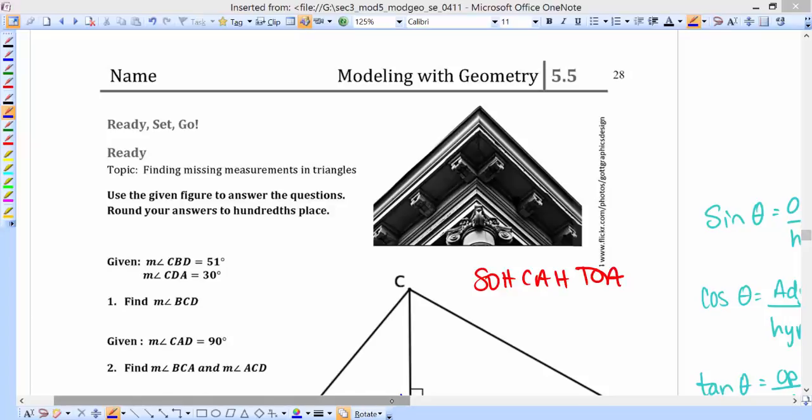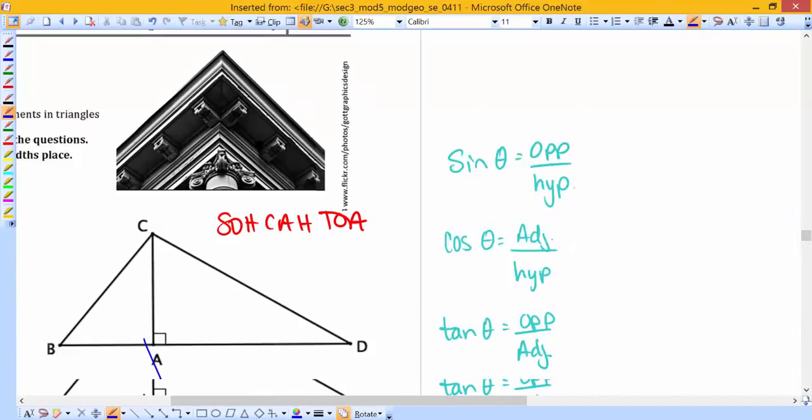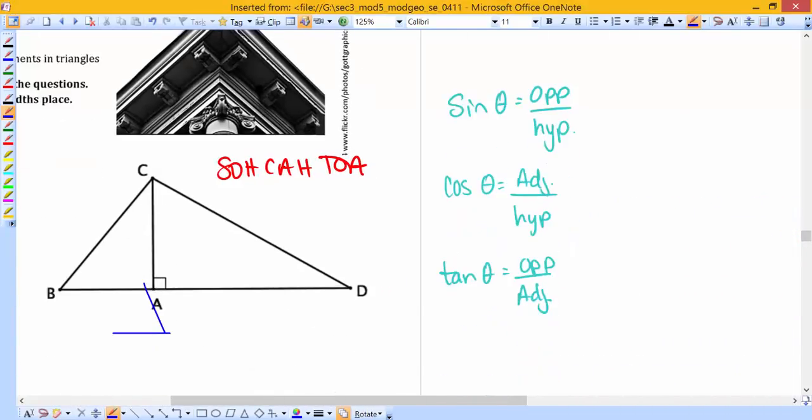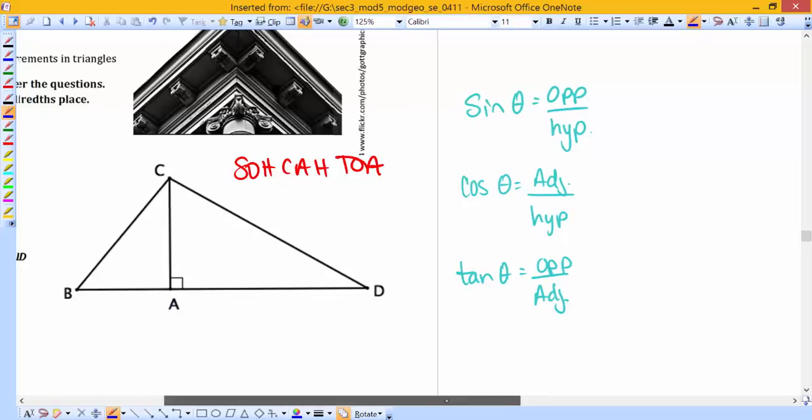All right. We will also be using SOHCAHTOA. So off to the side, I have written SOHCAHTOA. We need to make sure we remember SOHCAHTOA. It's going to make your life so much easier. Do you need to write it again? Pause it and write this down. All right, let's go ahead and get going.